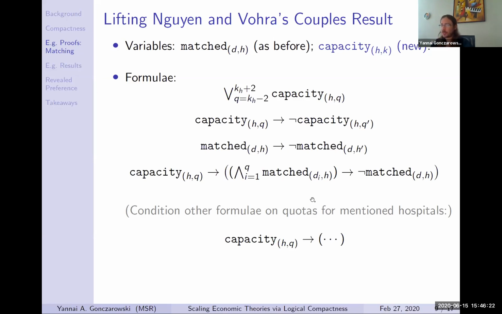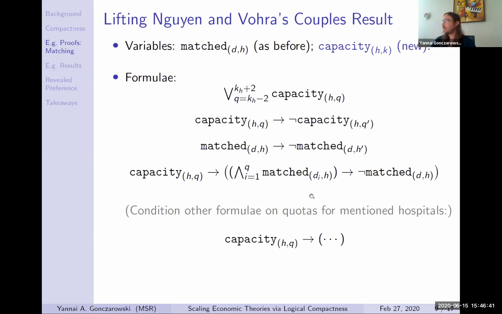Every formula that you saw earlier, if that formula has a hospital in it, I'm going to say if the capacity of the hospital is Q, then a version of that formula that's tweaked for capacity of Q. That's it. That's the only change from the proof you saw earlier.